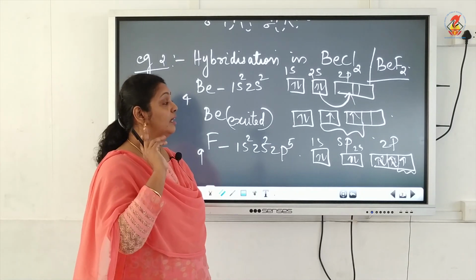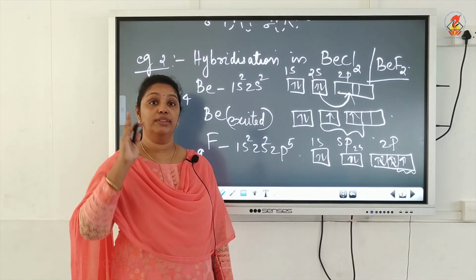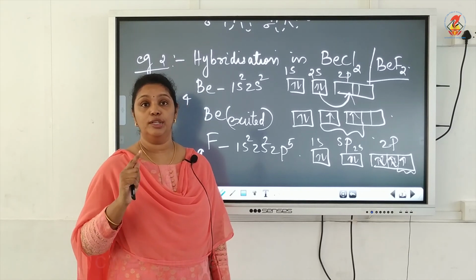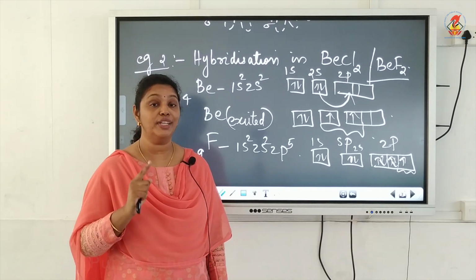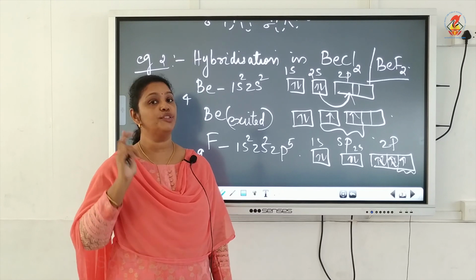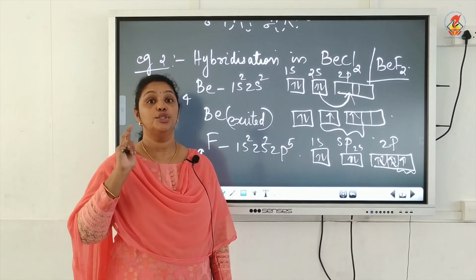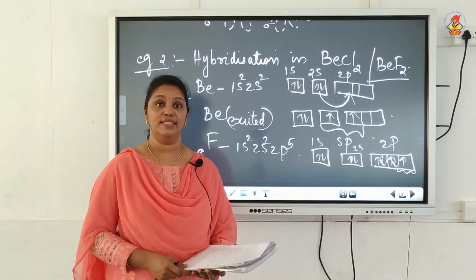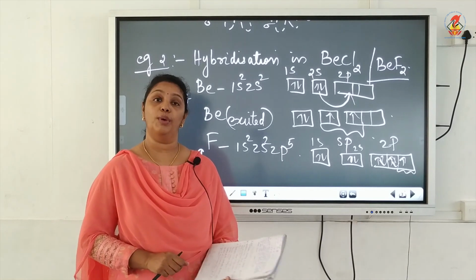We have two fluorine atoms. So there are two sp hybrid orbitals on beryllium. What will they do? They will overlap with the half-filled 2p orbital of two fluorine atoms to form two Be-F sigma bonds, and the shape is linear with bond angle 180 degree.